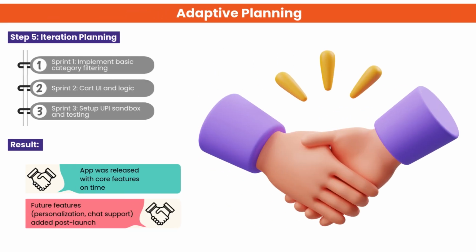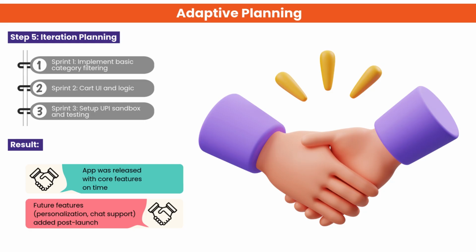This slide shows Step 5. Iteration planning and adaptive development. 3 sprints were executed: basic filtering, cart UI, logic, and UPI setup, testing. The app launched on time with core features. Additional features like personalization and chat support were added after launch.